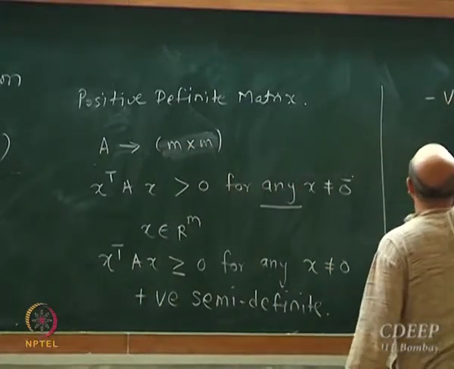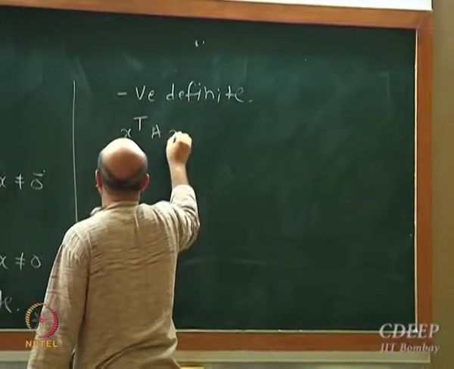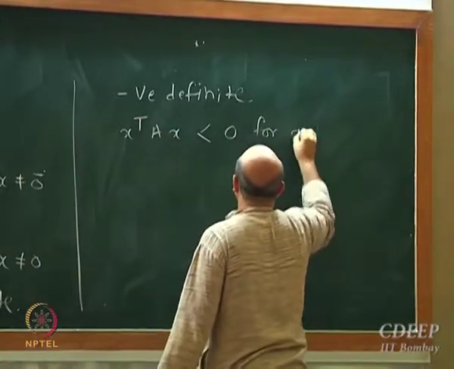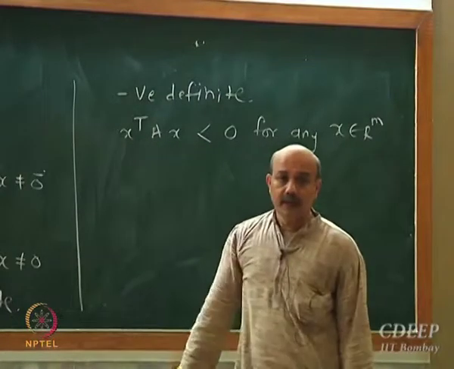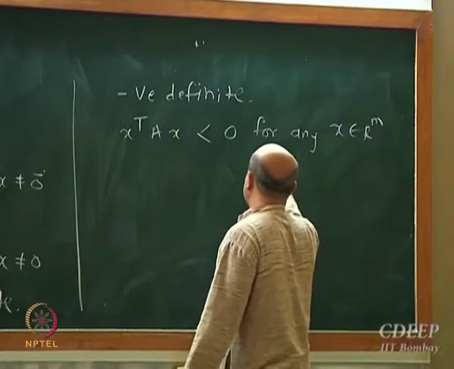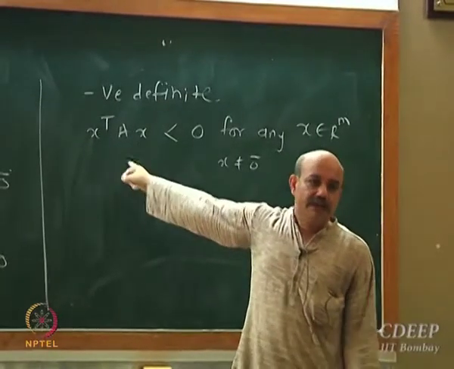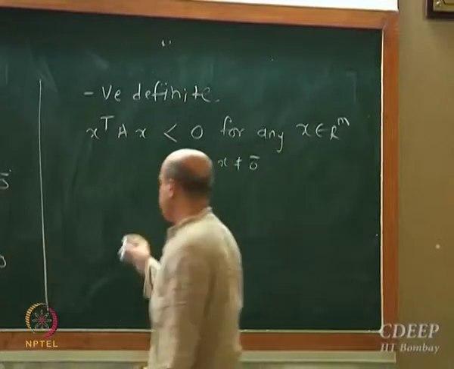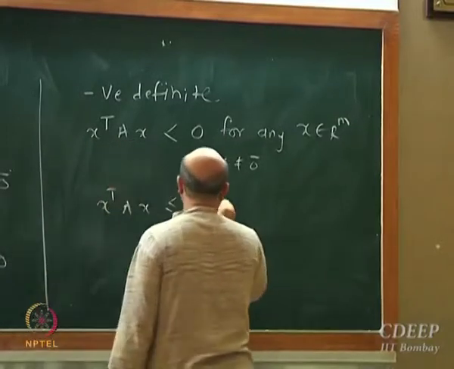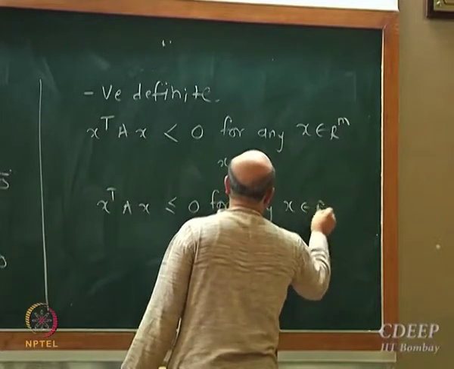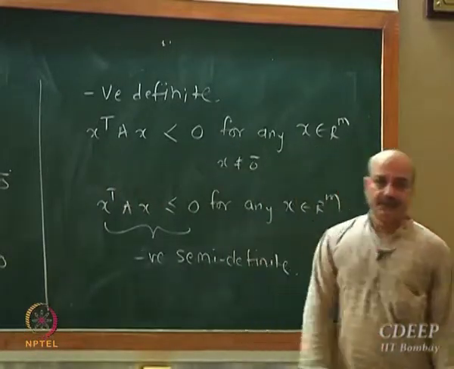Negative definite is x transpose Ax strictly less than 0 for any x that belongs to R^m and x is not equal to 0, so any non-zero vector you give me, x transpose Ax will be less than 0, and it's called a negative definite matrix. And the fourth one is of course negative semi-definite. So this is x transpose Ax less than or equal to 0 for any x belonging to R^m. So this is negative semi-definiteness.